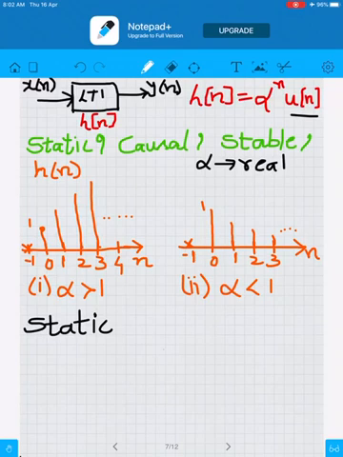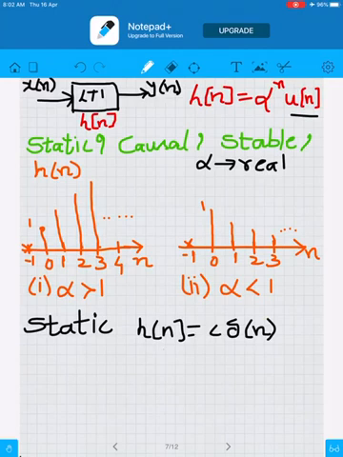Now let us check when it is said to be static. If you recollect from the previous video, we had said that the LTI system is said to be static if h of n is of the form c into delta of n. That is, it should be in the form of an impulse function. From the above figures you can clearly see that the impulse response is nowhere looking like an impulse function, and hence we can say that the given system is not static, but it is dynamic.